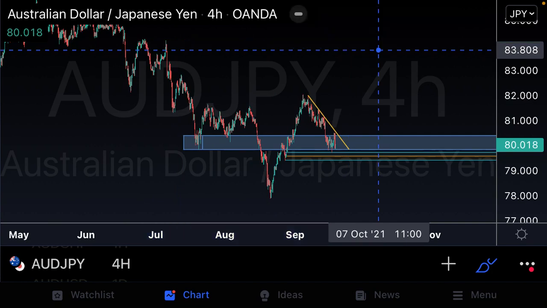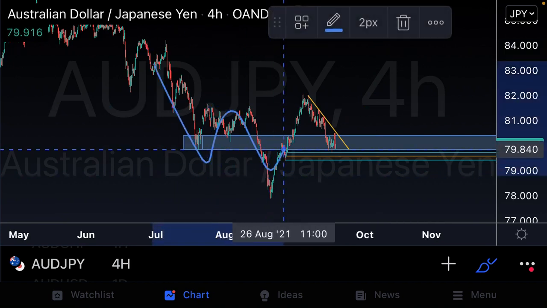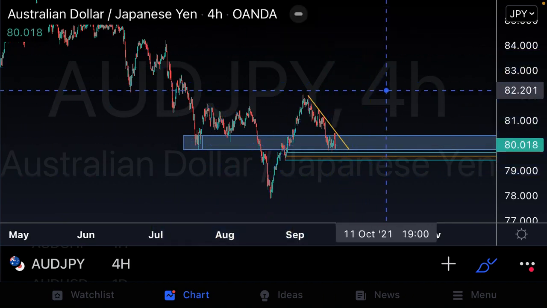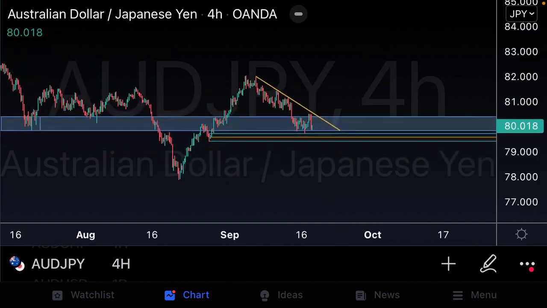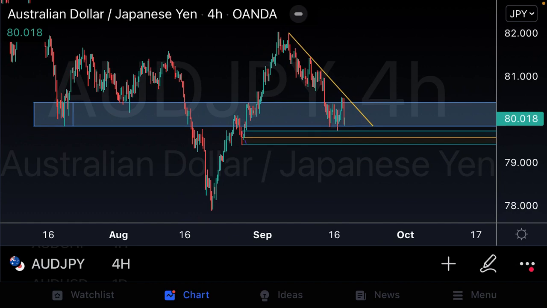So we want to see structure basically completing this nice inverse head and shoulders structure on our higher time frame. So that's exactly what we'll be looking at, and that's what we'll be looking for on the smaller time frames, or rather right now in this most recent price action.